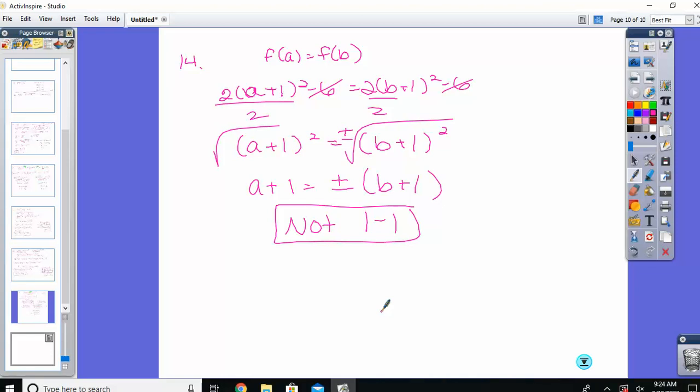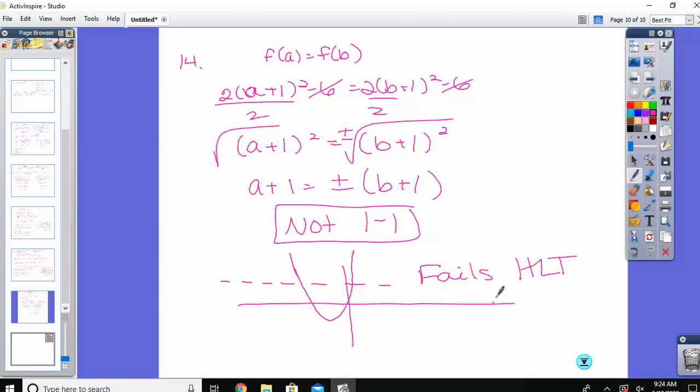Graph it. You could put this in your graphing calculator, and you're going to get something like this. And what do you see? It's twice. This fails the horizontal line test, so not 1-to-1. So unless I specify how, you could use either of those methods.